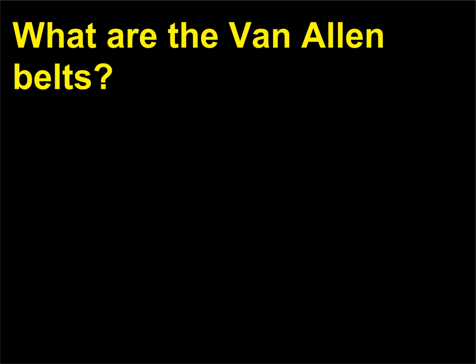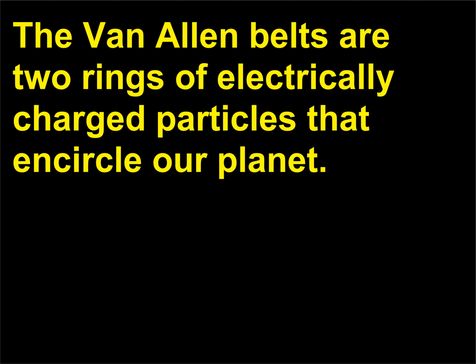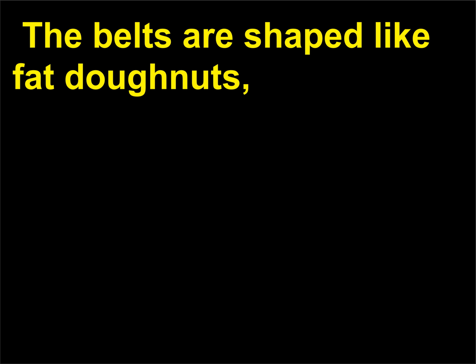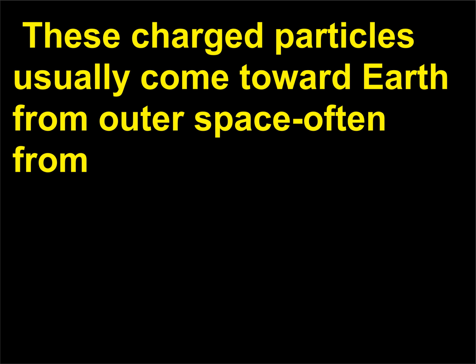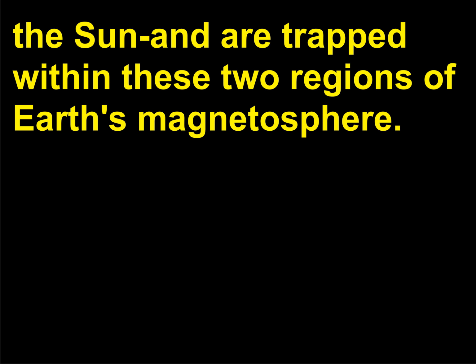What are the Van Allen belts? The Van Allen belts are two rings of electrically charged particles that encircle our planet. The belts are shaped like fat donuts, widest above Earth's equator and curving downward toward Earth's surface near the polar regions. These charged particles usually come toward Earth from outer space, often from the Sun, and are trapped within these two regions of Earth's magnetosphere.